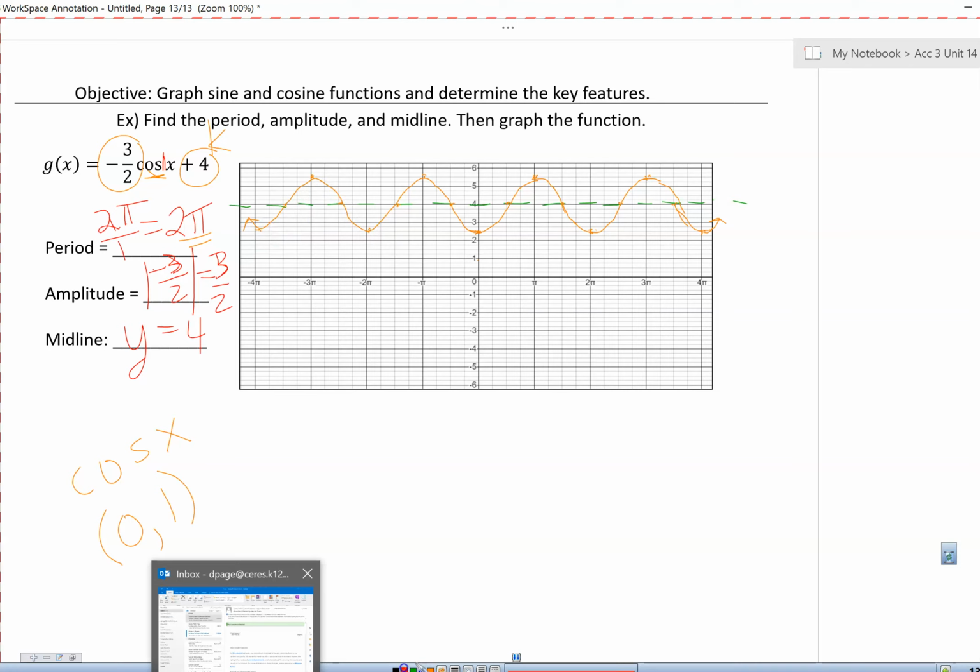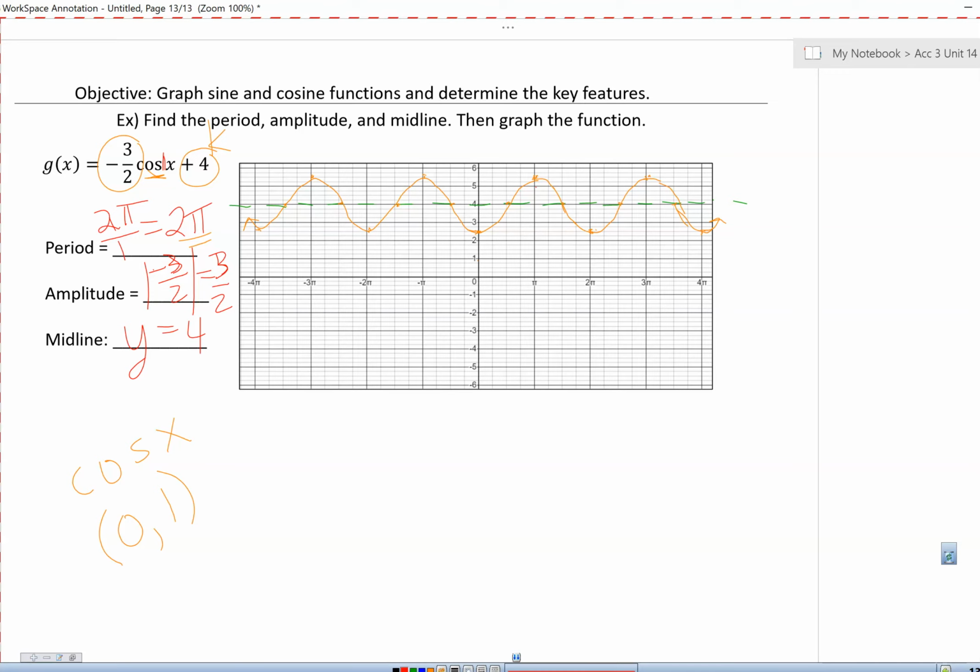Now, a good visual to make sure that you have done this correctly would be to make sure that this distance right here is the distance you're calling your amplitude. So we said our amplitude is 1.5 units, and that is 1.5 units from the midline to that maximum, 1.5 units from our midline to a minimum. And make sure that's the same for all minimums and maximums.